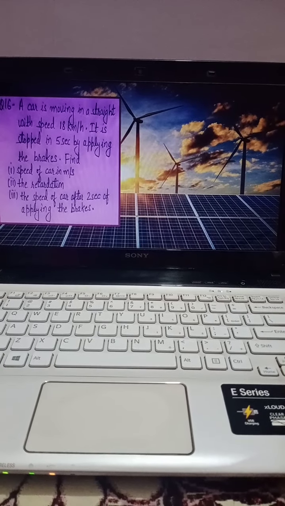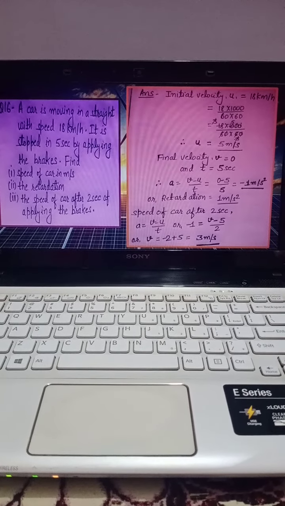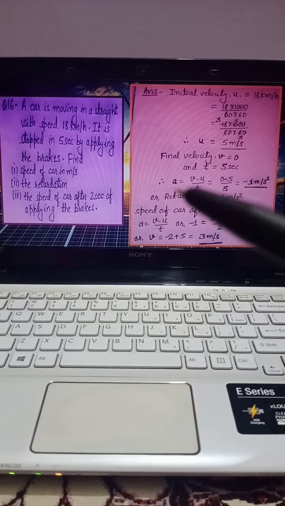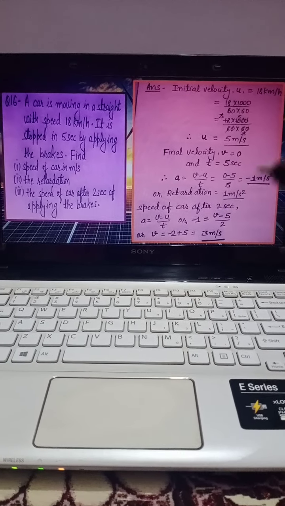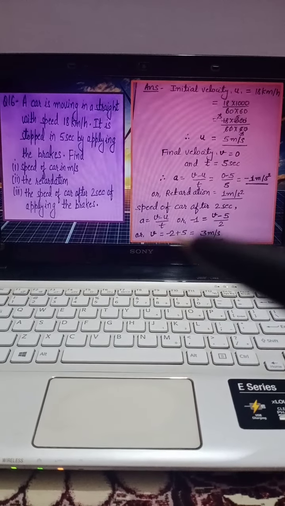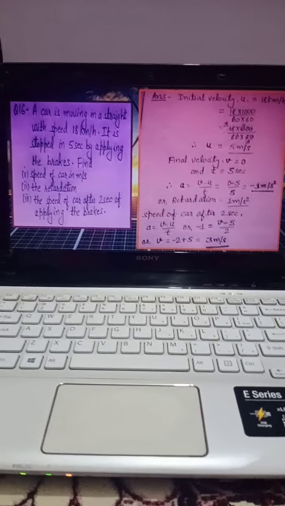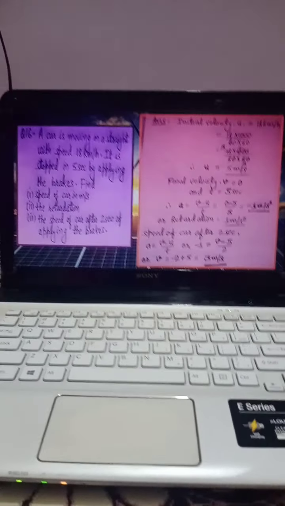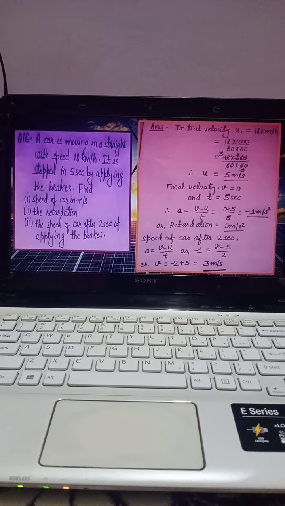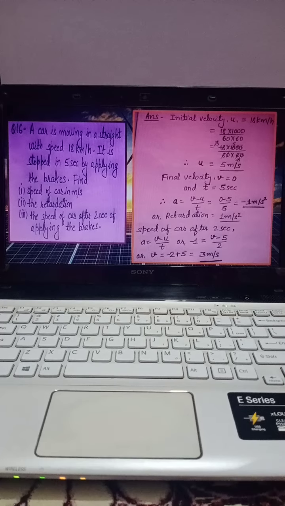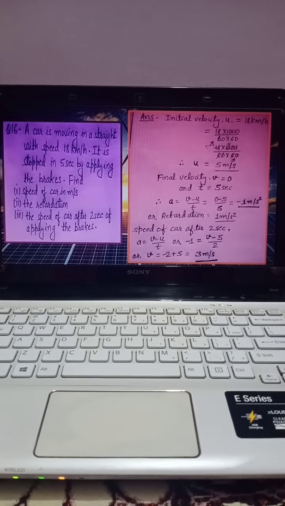Then in the last numerical we found out the acceleration of that object. As it is negative, it is called retardation. And then after 2 seconds, we learned how to find out the speed of any object, meaning if an object is in motion, how to find its speed in between when the brake is applied. So this is all about the numericals related to acceleration. Thank you.